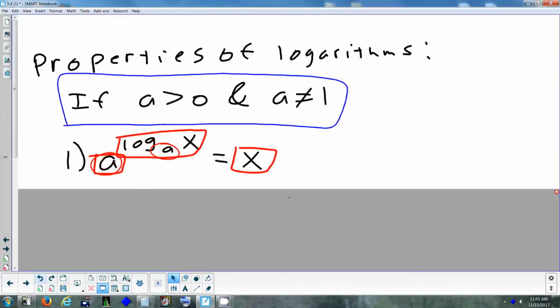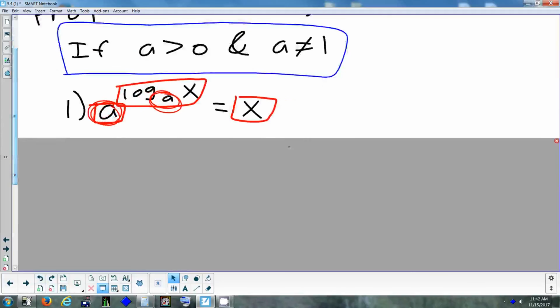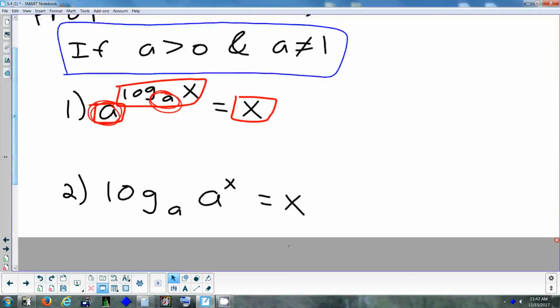Okay, so again, it's not really any arithmetic or anything. It's just a special pattern if those two numbers happen to match. Okay, the second pattern to look for. Kind of a similar idea, except now instead of an exponential equation, which was the first one, you have a log equation. Log base a of a to the x. The key this time is those two things match.